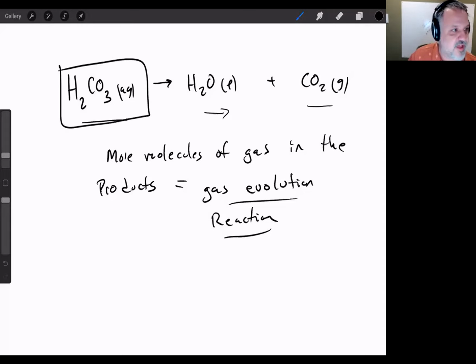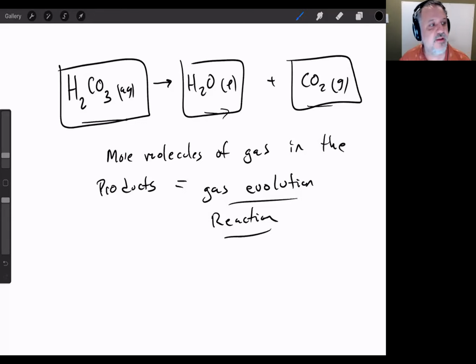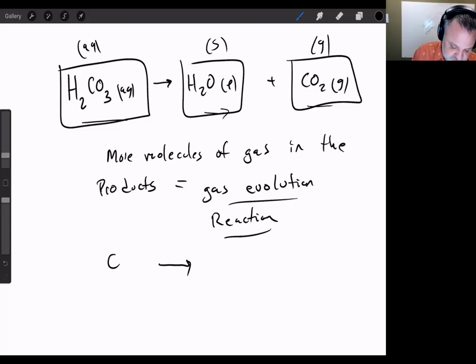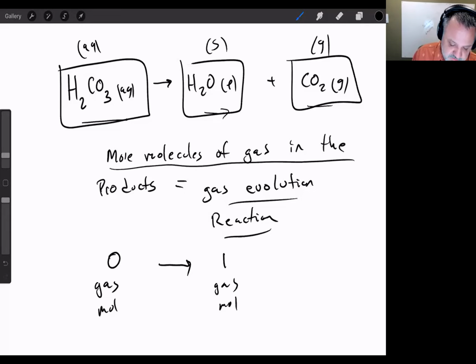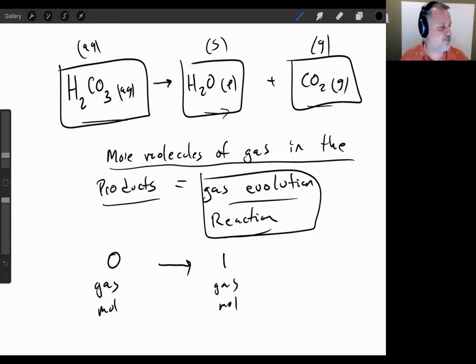One molecule on this side, two molecules on this side. That's how we decided after it's balanced. Absolutely, after it's balanced. This is one molecule on the reactant side, two molecules on the product side. That's how we decided it was decomposition. This molecule is aqueous. This one is solid. This one is gas. We have 0 gas molecules here, and we have 1 gas molecule here. There's more molecules of gas in the products, so therefore it's gas evolution. That's what we mean by that.